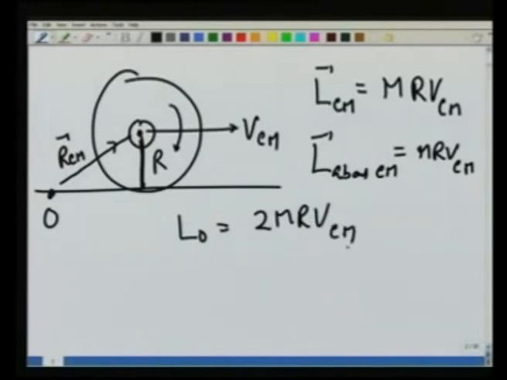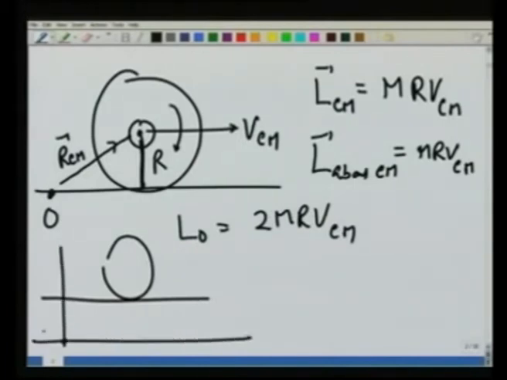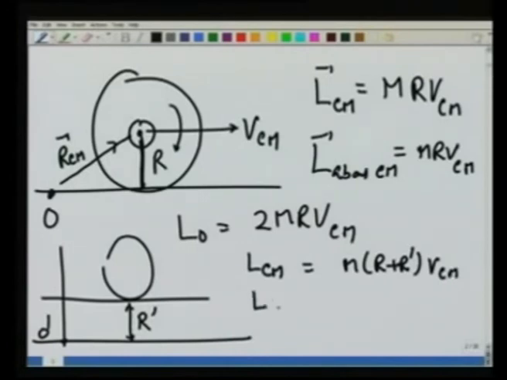On the other hand, let this be the ground. If I shift my origin here, let us call it O prime, say by a distance r prime, then L_CM is going to be equal to m (r plus r prime) v_CM. However, L about CM is going to remain the same, and then if you sum the two, you get L about O prime.